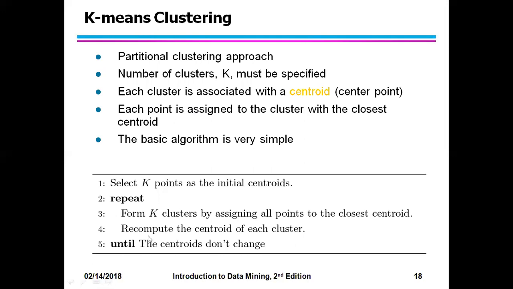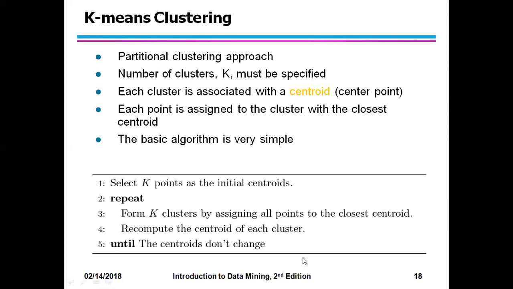The basic algorithm says: select k points as the initial centroids. Repeat: form k clusters by assigning all points to the closest centroid. Recompute the centroid of each cluster, until the centroids don't change. So this is k-means clustering, and this is the algorithm for the same.